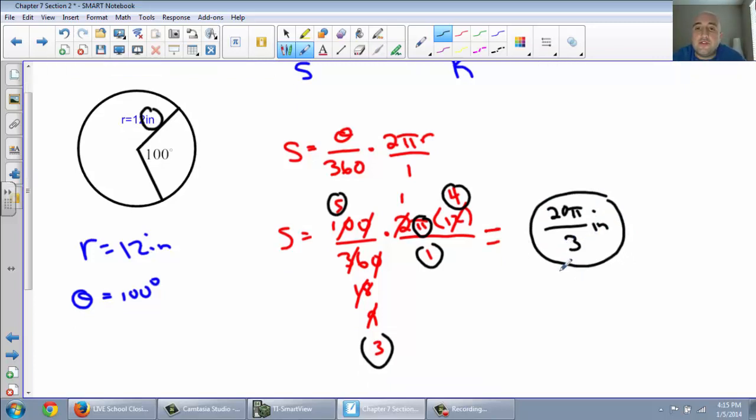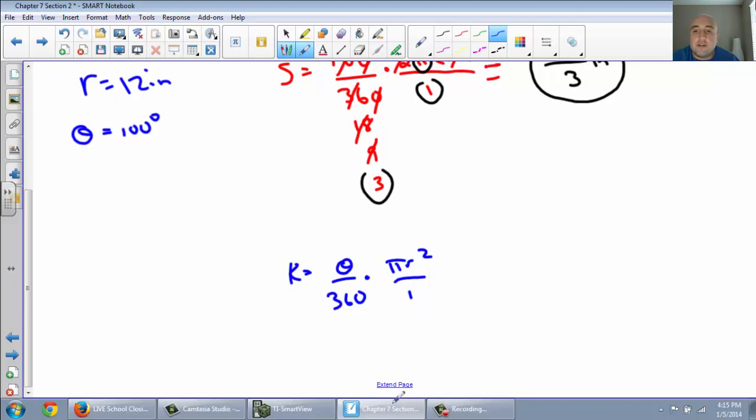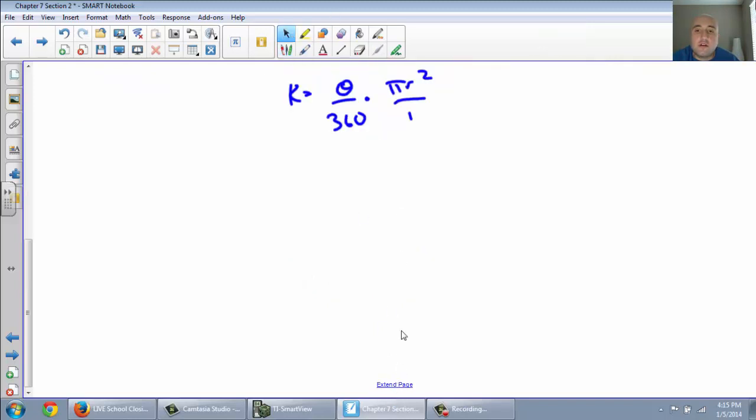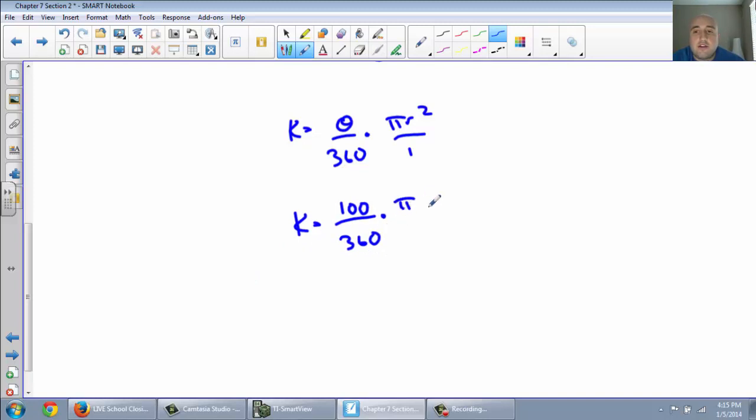All right, now let's do K. K is basically the same thing. All right, let me change my marker here. So K is equal to theta over 360 times pi r squared over 1. Just going to add that 1 over it. All right, let's fill in everything that we know. Let me extend the page here really quickly. All right, so K equals theta is still 100 over 360 times pi times r squared. R was 12, so I have 12 squared over 1.